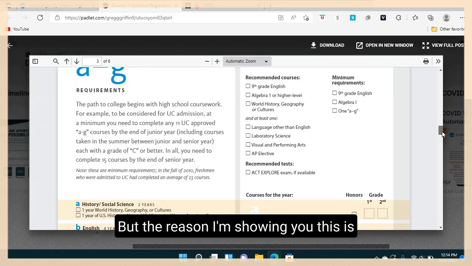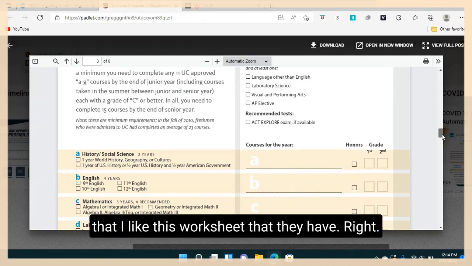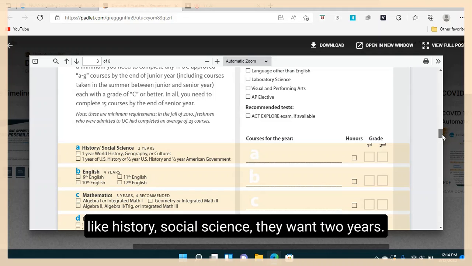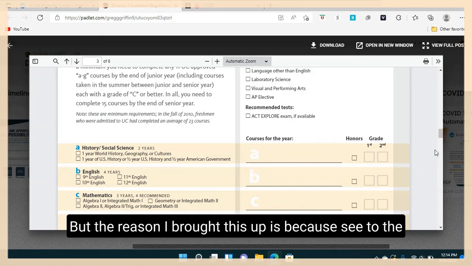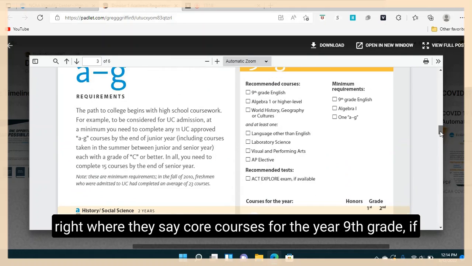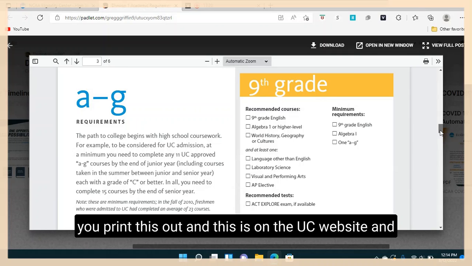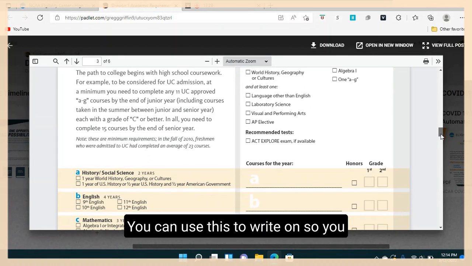But the reason I'm showing you this is that I like this worksheet that they have, right? One of the things they had, for instance, like history, social science, they want 2 years, right? But the reason I brought this up is because, see to the right where they say core courses for the year, core 9th grade. If you print this out, and this is on the UC website, and I may put the link in the body of the presentation, you can use this to write on, right?